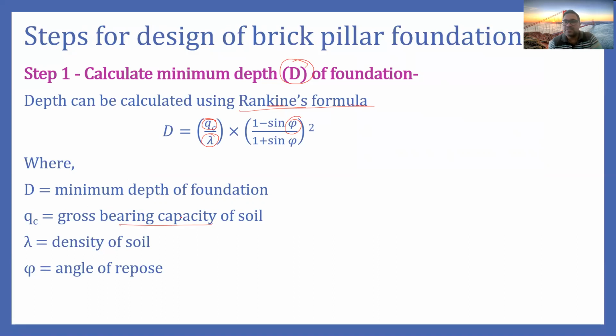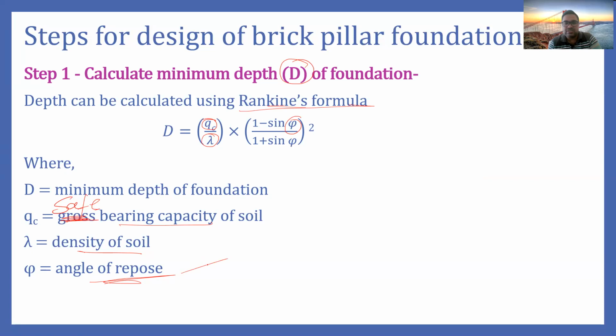Bearing capacity is basically the capacity of soil to carry the load without failure. This is not gross, this is actually safe bearing capacity. So safe bearing capacity of the soil is the capacity in which soil can carry the required load without failure. Density of the soil, that is mass upon volume. And angle of repose of the soil is also very important.